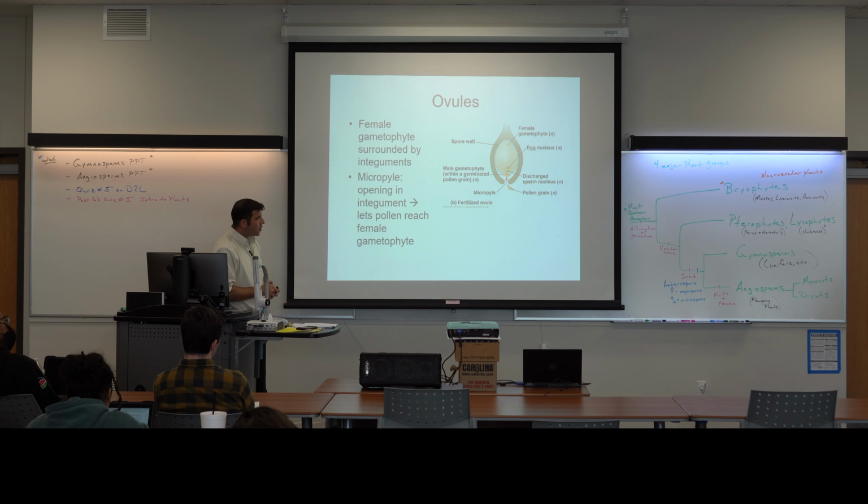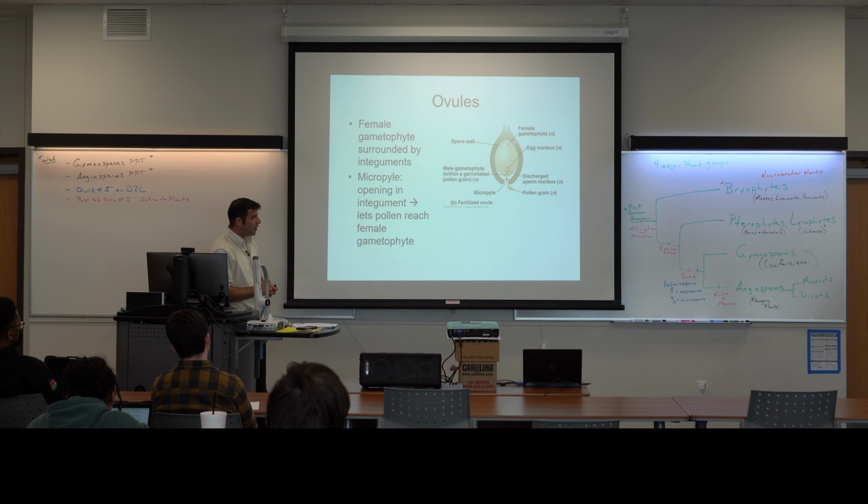But this structure that we're looking at is representing the female gametophyte. It's more than one haploid cell. There is this large haploid cell that we can kind of see in the background, and then in the foreground we've got the haploid cell that is representing the egg.